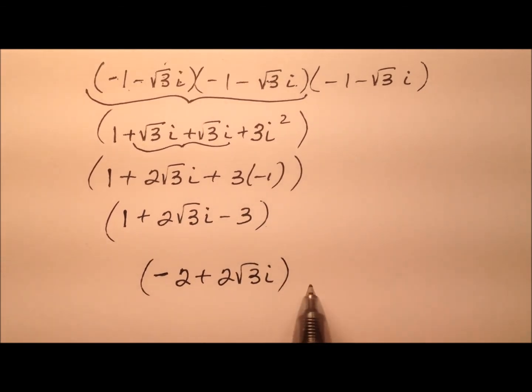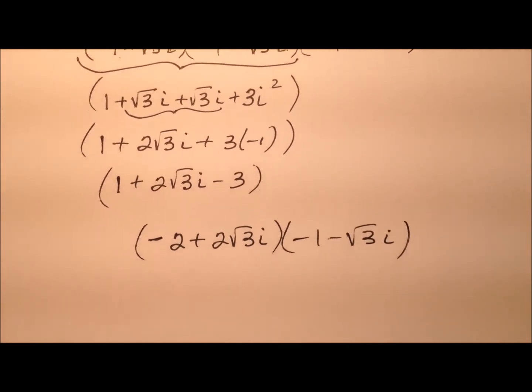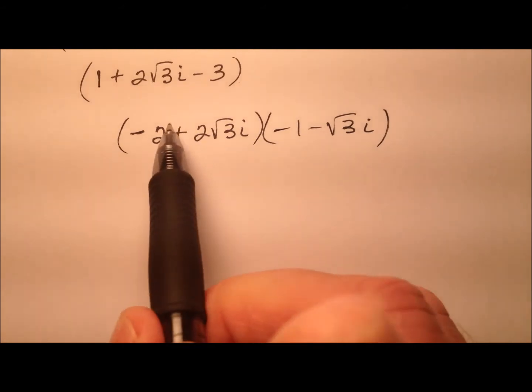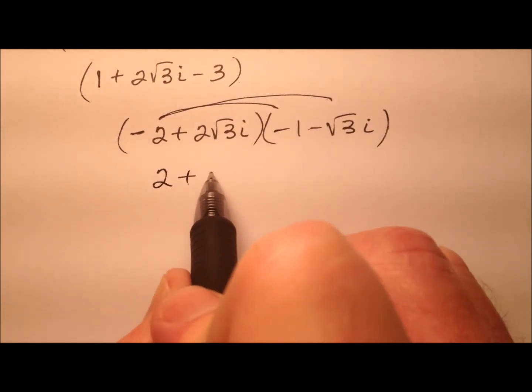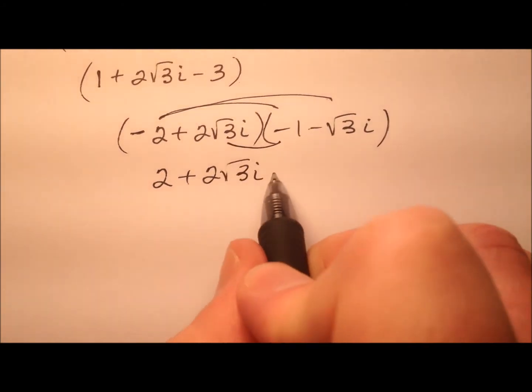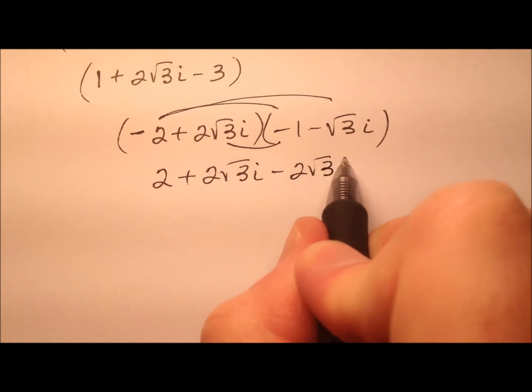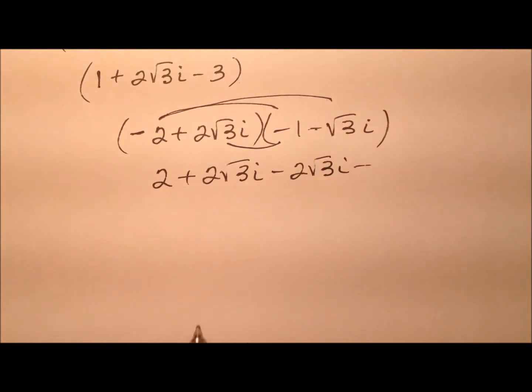So there's the product of the first two. Let's bring down the third one so we can multiply that as well. Let's distribute that -2 first. So -2 plus -2 radical 3i. And then we have the minus 2 radical 3i. And then here is a positive and a negative, so it makes a negative.